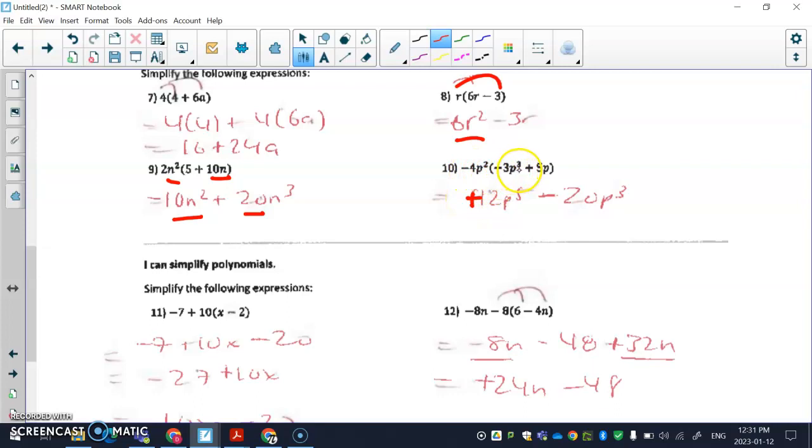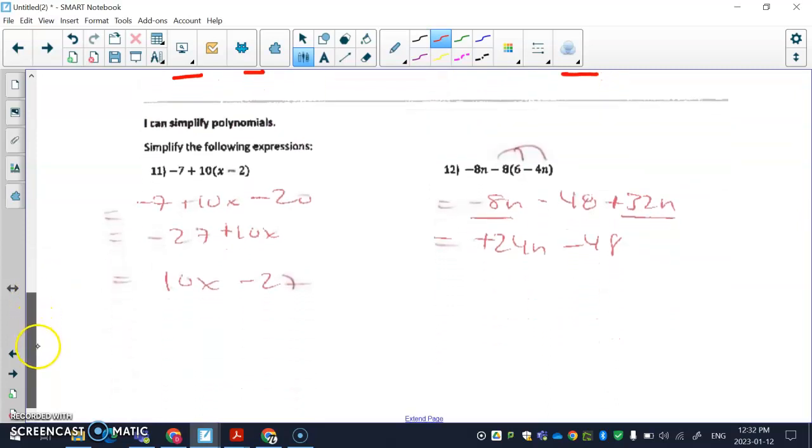And then p squared times p cubed. You're going to multiply these together. So you're going to add the exponents. So you're multiplying the p squared and the p cubed. 2 plus 3 is 5. And then here you're going to add the 2 plus the 1 to get the 3. And minus 4 times plus 5 is minus 20. And then you do the same thing with the last part here.